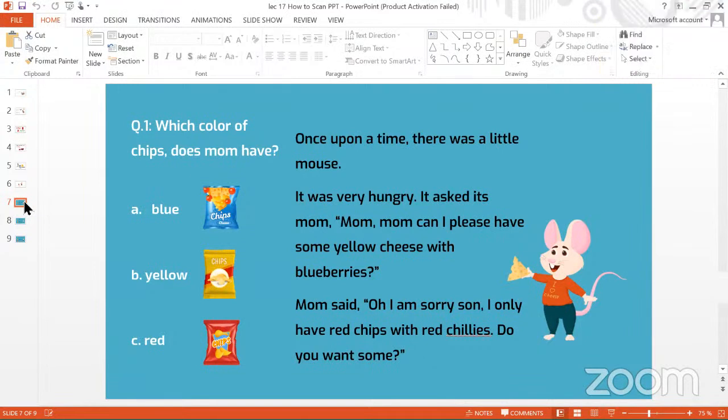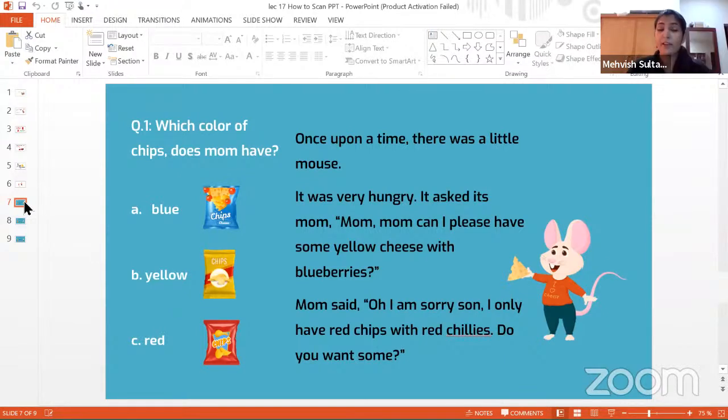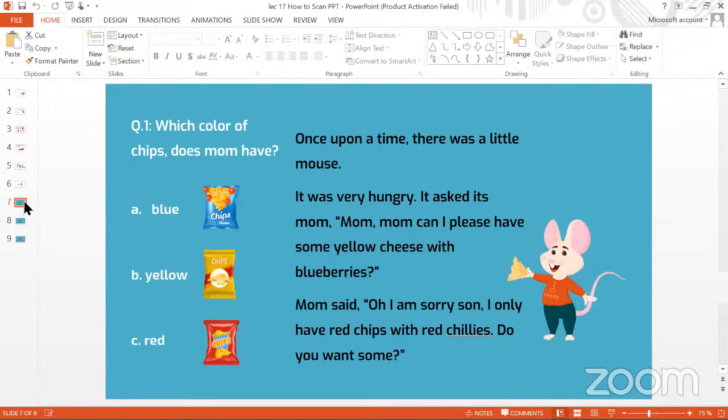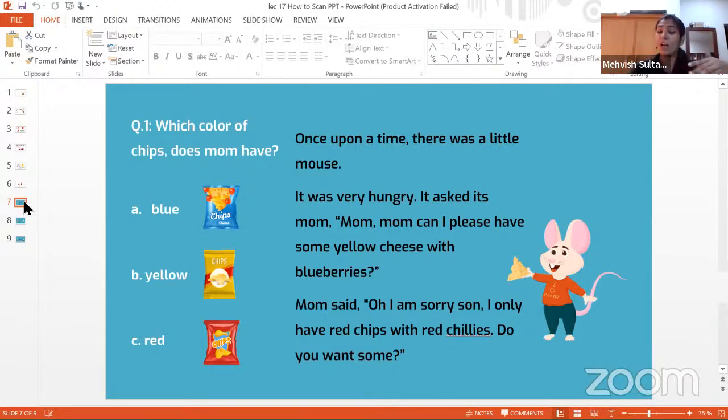Yeah, ma'am. My mom has red chilies. Darling, the question is, which color of chips mom has, right? In this question, can you tell me the keyword? Can anybody tell me what is the keyword? Color. Yes, color, exactly. Sonam and Mohini, thank you so much. Color of chips that mom has.